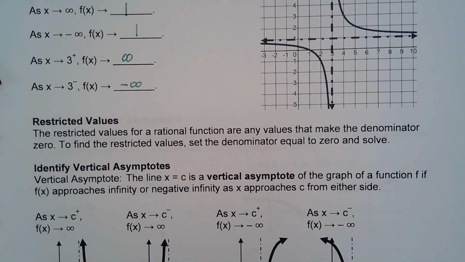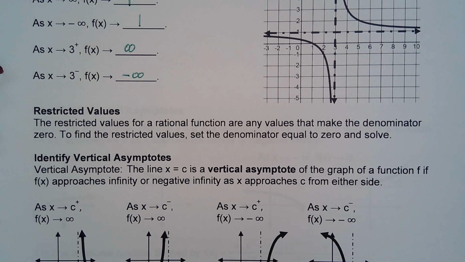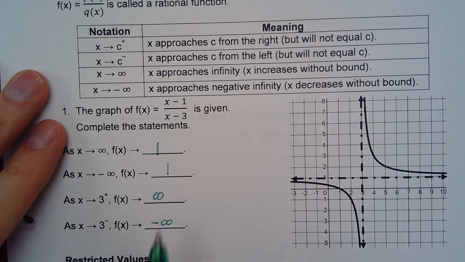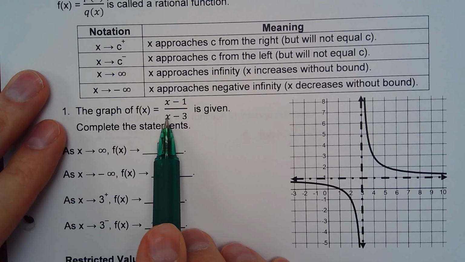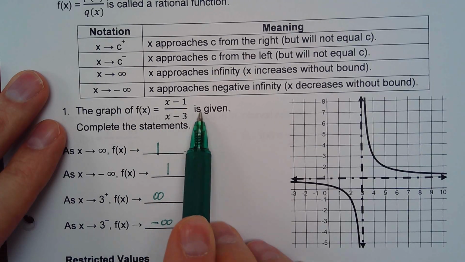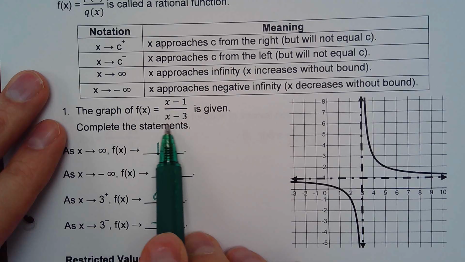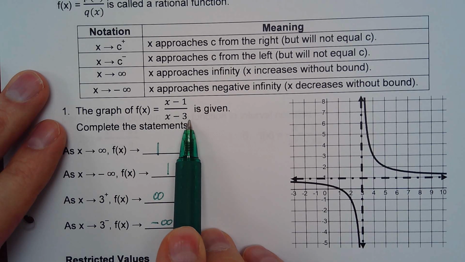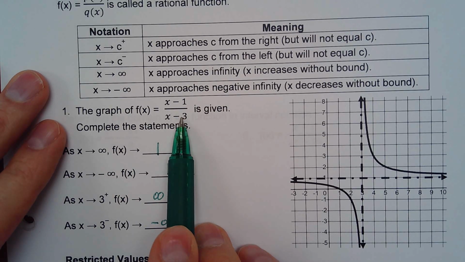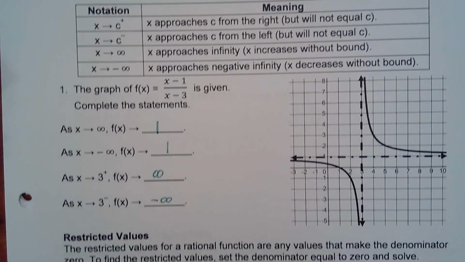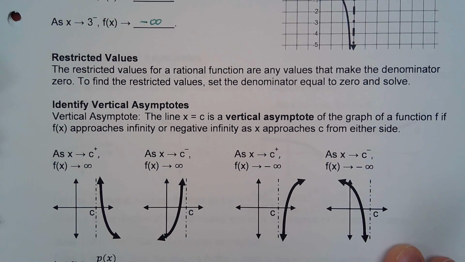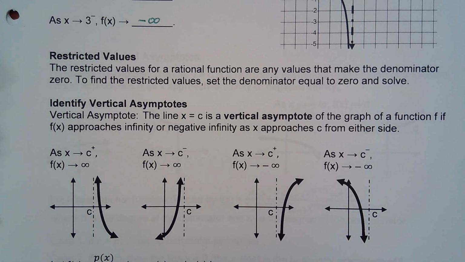Restrictive values: the restrictive values for rational functions are any values that make the denominator 0. To find the restrictive value, set the denominator equal to 0 and solve. So on this last example, notice if x equals 3, that would make my denominator 0, which makes it undefined. So my restrictive value here would be 3. And the way we find the restrictive value is we just set the denominator equal to 0 and solve.